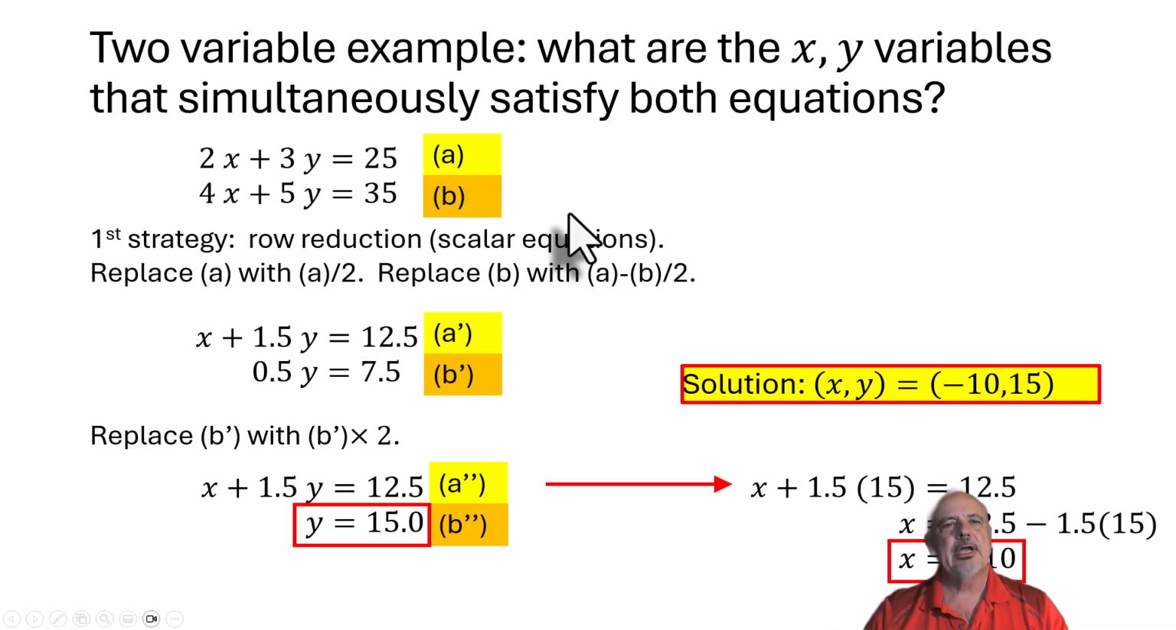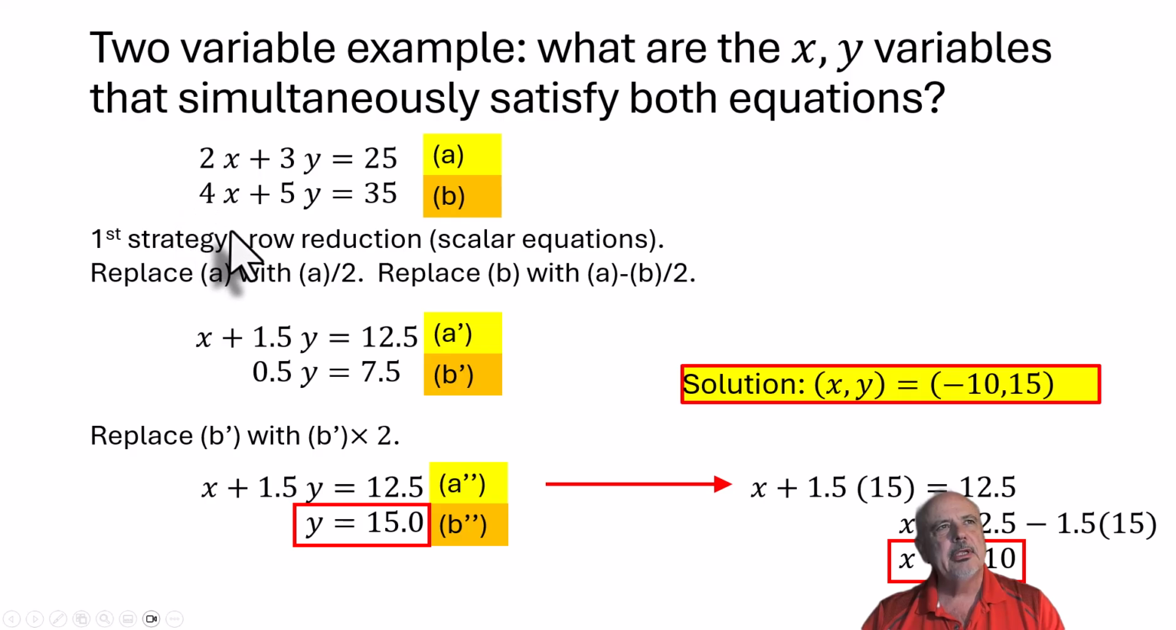There's a number of strategies for solving these kinds of equations. Here we're going to just do some row operations. We're going to replace the first equation a with a divided by 2. So if you take 2x plus 3y equals 25 and you divide through by 2, you're going to end up with x plus 1.5y equals 12.5. Then if you replace b with a minus half of b, that's going to eliminate that first term in the result.